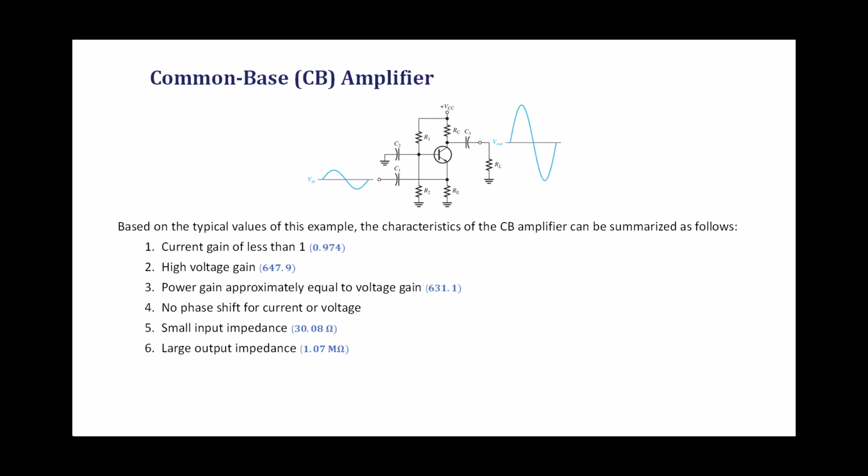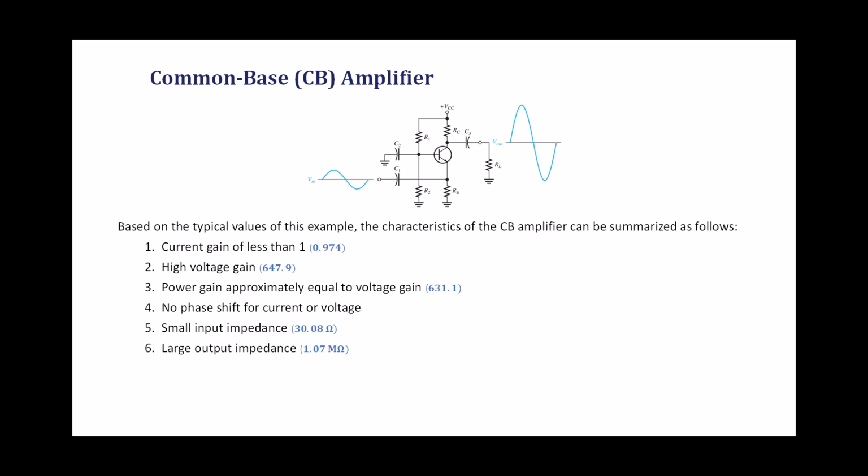647.9 in our example. Third, the power gain is approximately equal to the voltage gain. Since the current gain is close to 1, we calculated 631.1. Fourth, there is no phase shift for either current or voltage. The output signal is in phase with the input, which is a key distinguishing feature of the common base configuration compared to the common emitter configuration. Fifth, the input impedance is small, 30.08 ohms in our example. And sixth, the output impedance is large, 1.07 megohms.